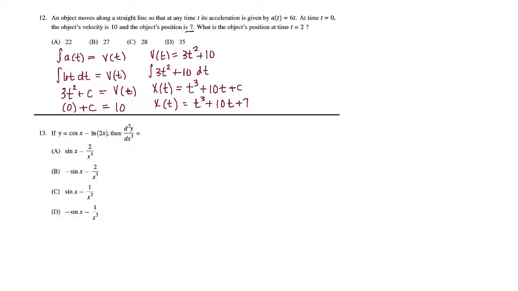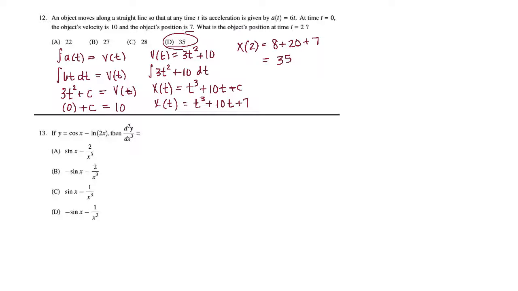Now, using that position function, what is the object's position at time equals 2? So x at 2 equals, and 2 cubed is going to give me 8, plus 20 plus 7. So it looks like we're going to end up with 35. So that's going to be answer choice D.